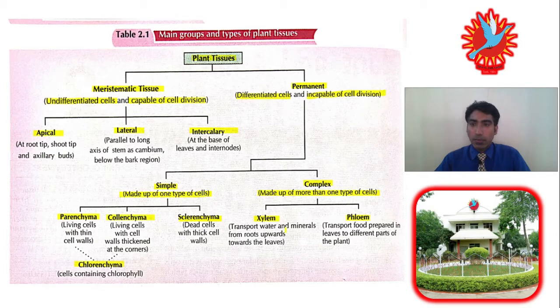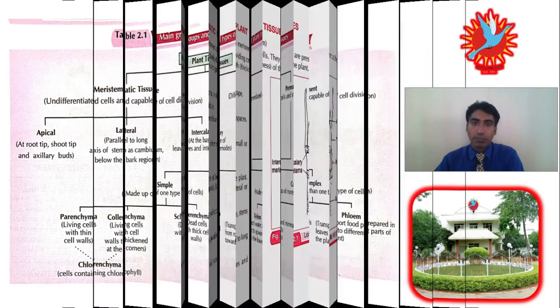Xylem is responsible for the transportation of minerals and water in the plant body, while phloem tissue is responsible for the transportation of food from the leaves to the different parts of the plant body.